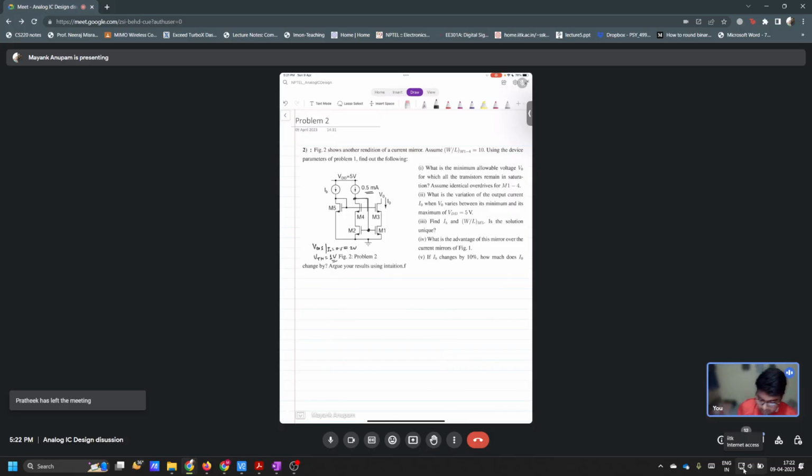So tell me, what is the minimum? Let's find out everything one by one. So what will be this voltage? Gate of M2, this here. What will be the voltage here?